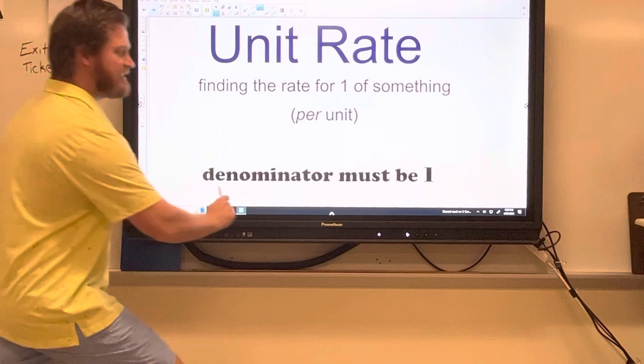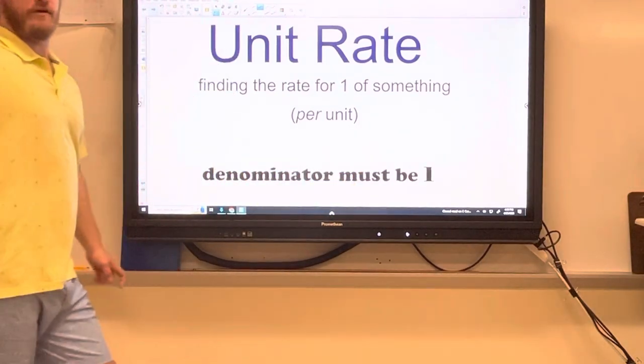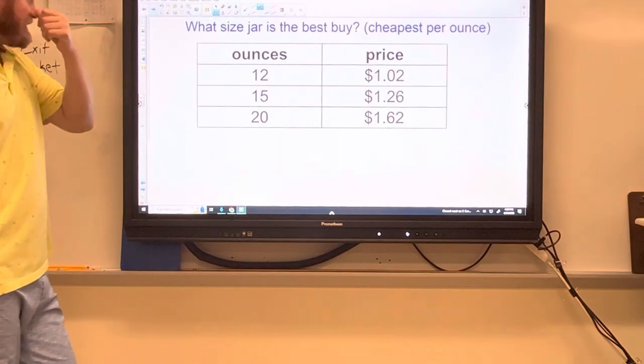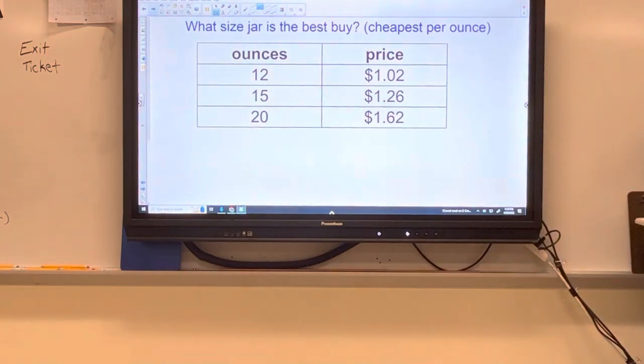Okay, so the denominator is always going to be 1. We got to get it down to 1. And to get anything down to 1, we're going to be dividing all day. So, here's our first example of unit rate. You're going to see this quite often on the EOG.